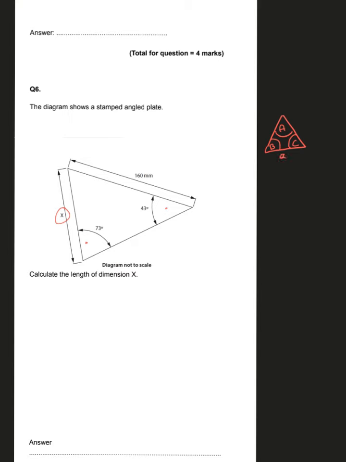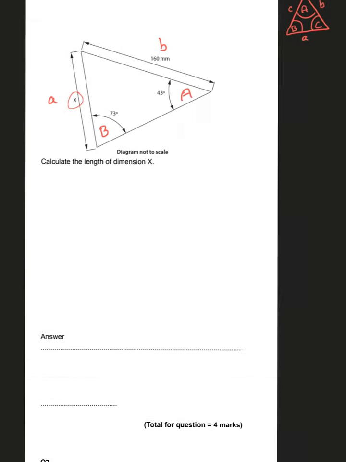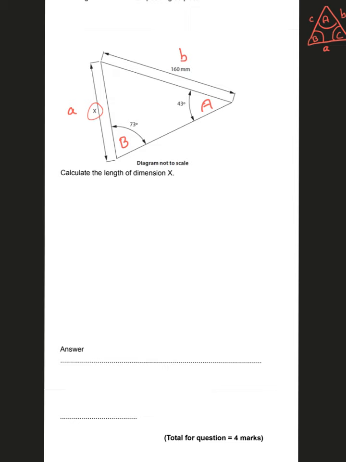So A is here, B is here, and C is here. So for this example, I'm going to make this angle A, and instead of x I'm looking for a. I'm going to make this angle B, and then this is side b. So the sine rule from the formula sheet tells us that a over sine A is equal to b over sine of B.